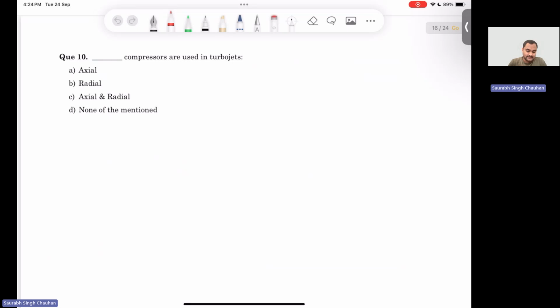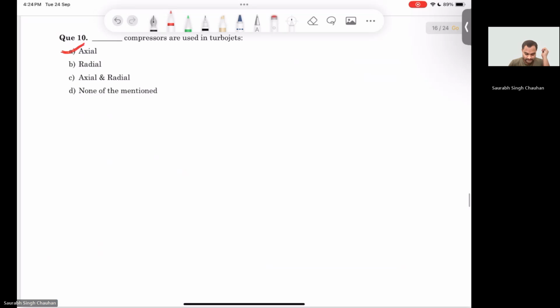Question 10 says which type of compressors are used in a turbojet. So mostly axial compressors are used in a turbojet. We do not use reciprocating compressors, because axial compressors provide more mass flow rate.